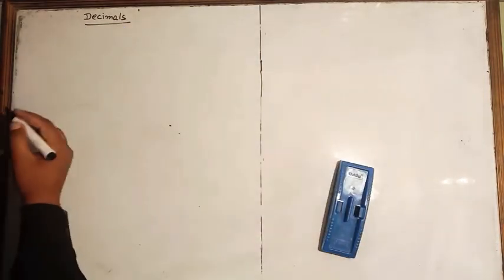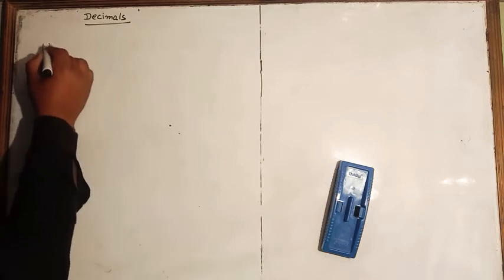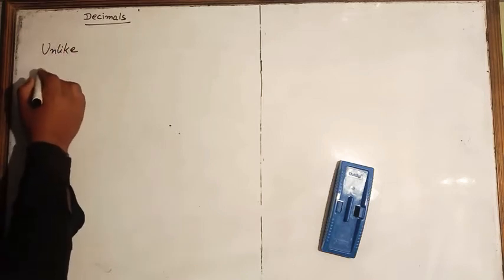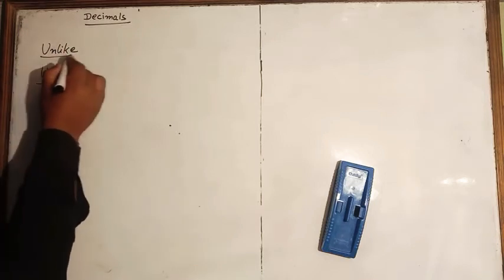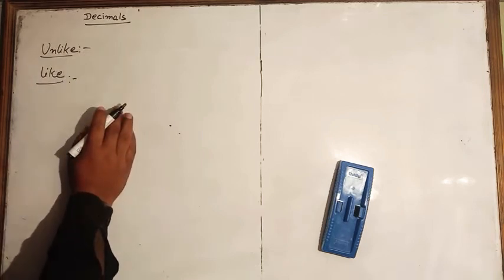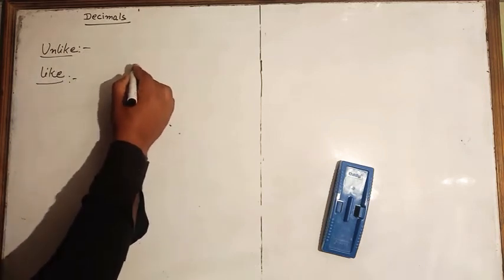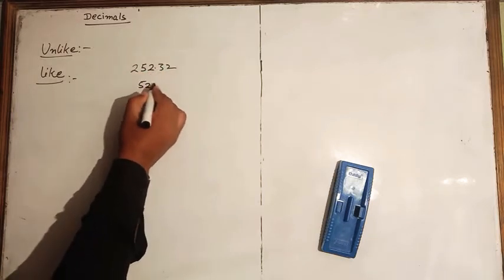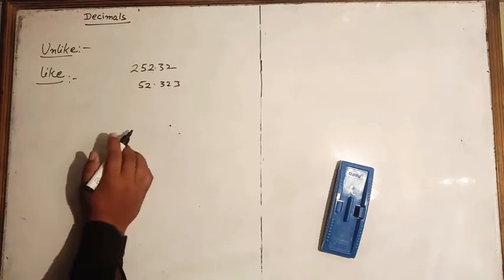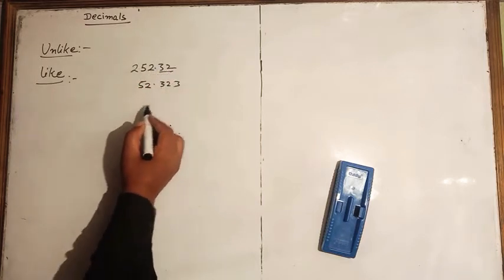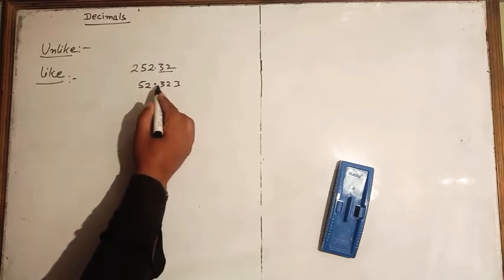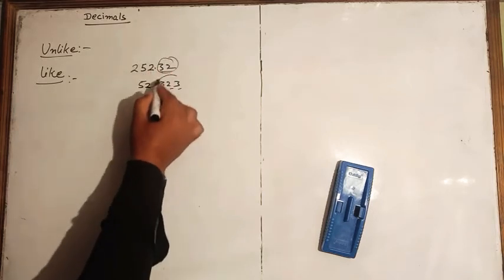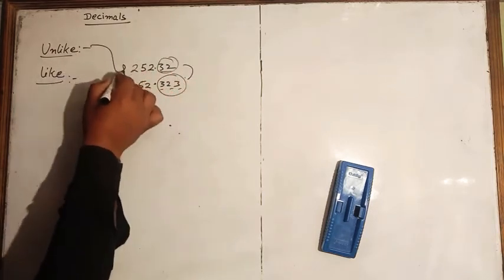Now come to the decimal. There are two kinds of decimals: one can be unlike and one can be like decimal. So what is the difference between unlike and like? If the number of digits after the decimal, suppose a number is like 252.32 and another number is 52.323. Now you can see after the decimal here are two digits, 3 2, and here there are three digits. So we can say the number of digits after the decimal is different, so these will be unlike decimals.